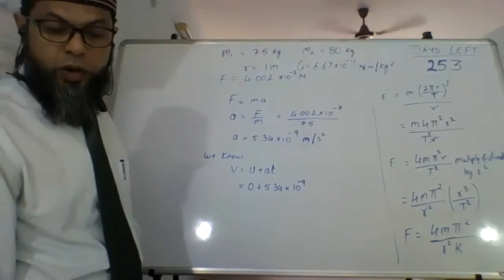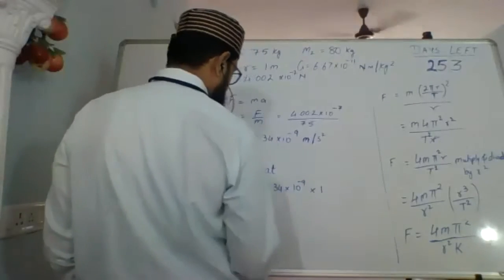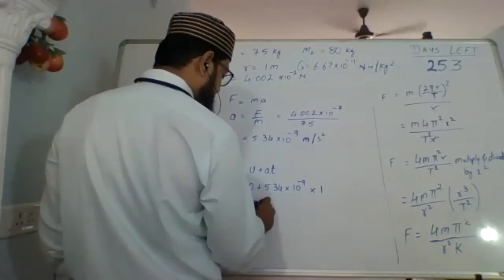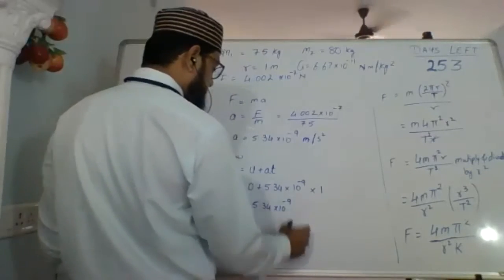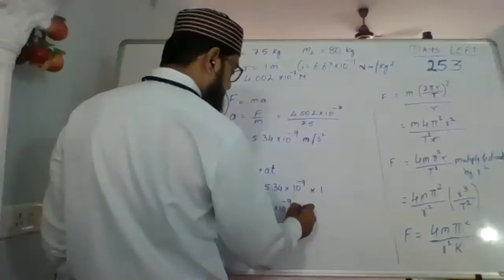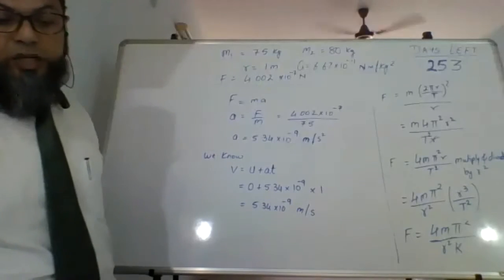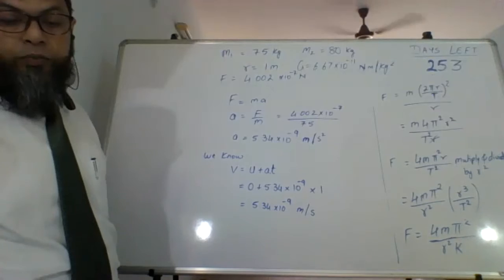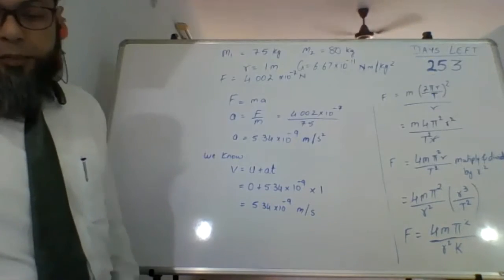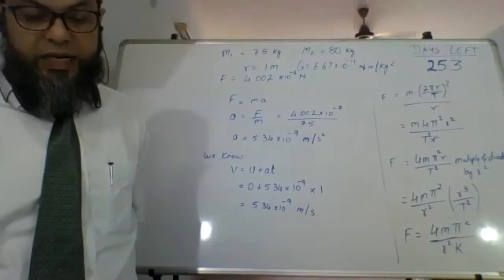5.34 into 10 raised to minus 9, and time after 1 second. So into 1, it will be 5.34 into 10 raised to minus 9. Velocity is in terms of meters per second and not meter per second square. So it will be 5.34 into 10 raised to minus 9 meter per second. That will be his velocity after 1 second.